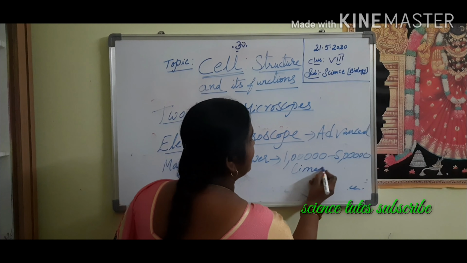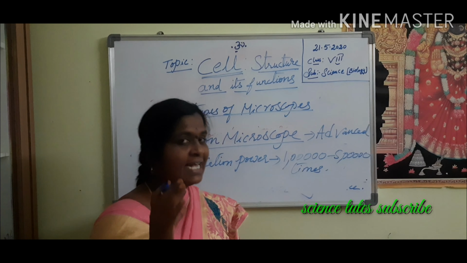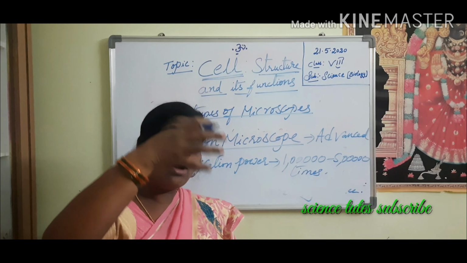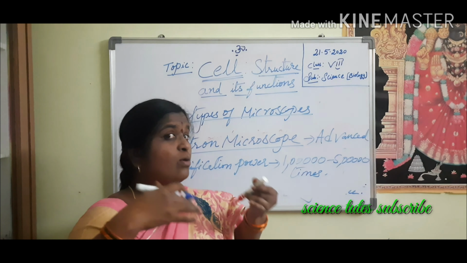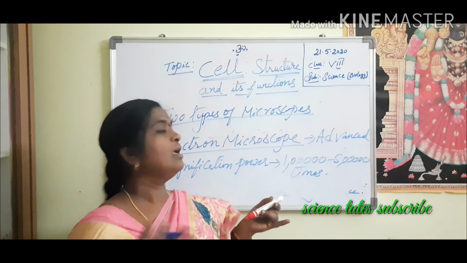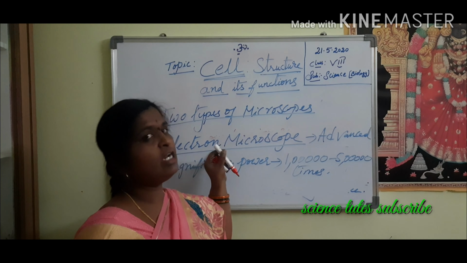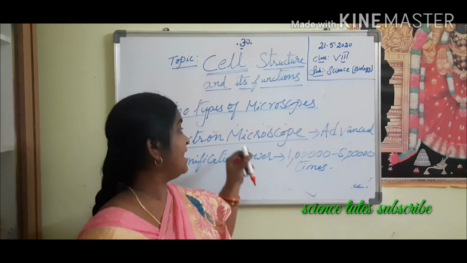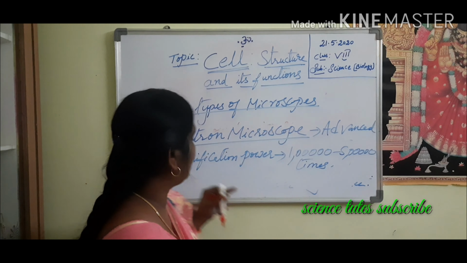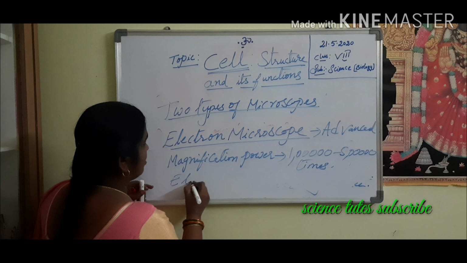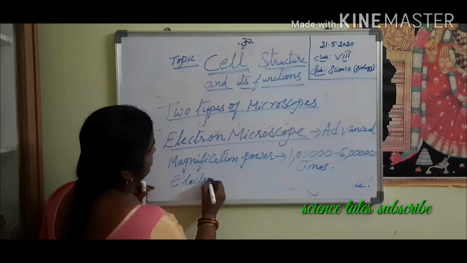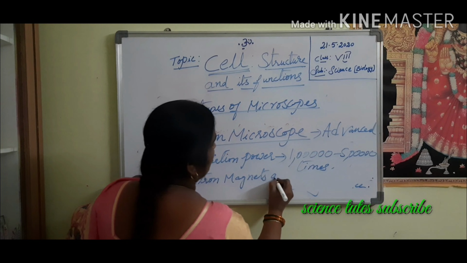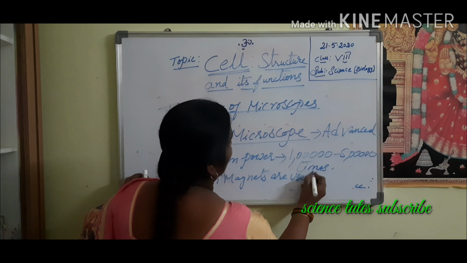It is better for observing the cell very clearly. We can see its structure, what parts are there inside the cell, and how they function, very clearly with the help of the electron microscope. In the compound microscope, glass slides are used, but in the electron microscope, electron magnets are used. Electron magnets are used.